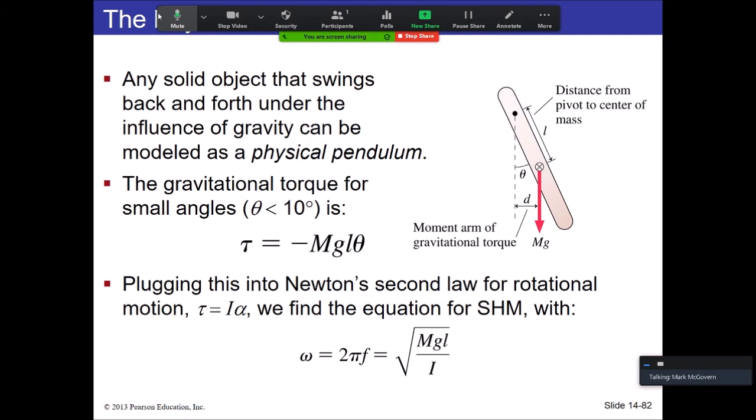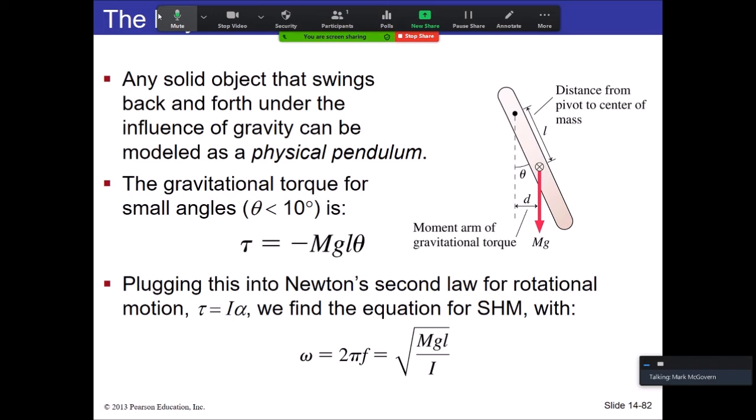L is from the pivot to the center of mass. So one thing you need to be aware of when you solve these problems is that L is not necessarily the length of the object. It's just from the pivot to the center of mass. So you've got to know what that is. And that can be easily confused with another distance that will probably show up in some sort of moment of inertia formula.